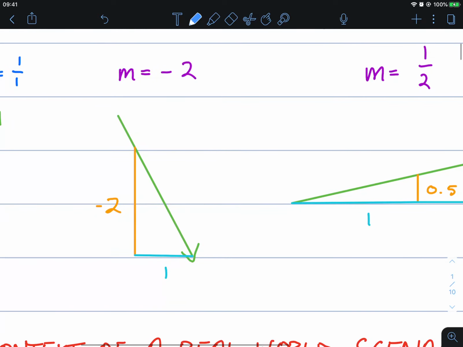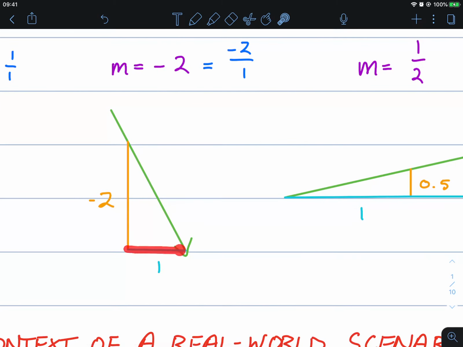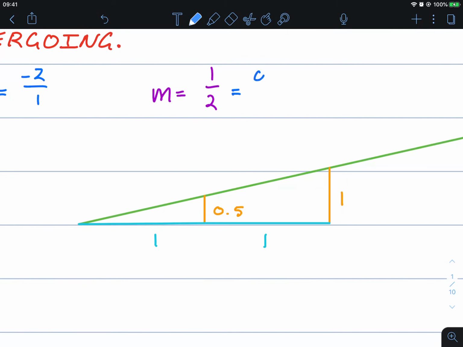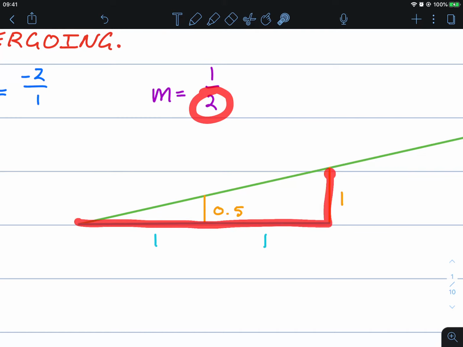Same goes for this one. A gradient of -2 can be written as -2 over 1. And what this means is for every one across, it goes down by 2. And lastly, a gradient of half can be written as 0.5 over 1. And what this means is for every one across, it goes up by half. Or we could have just left it as it is here. And what this means is for every 2 across, the line goes up by 1.